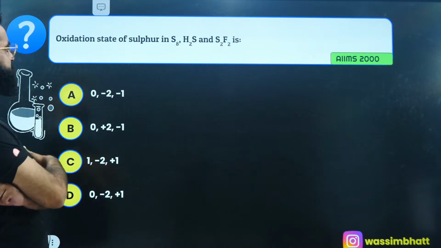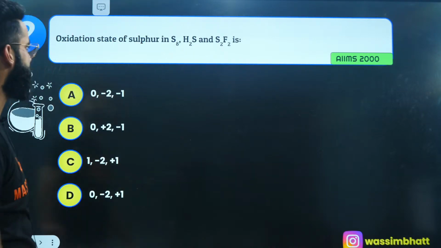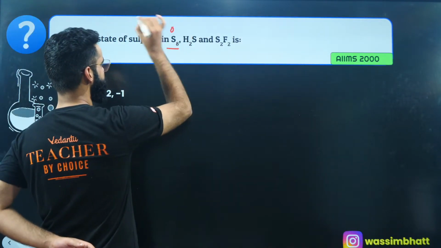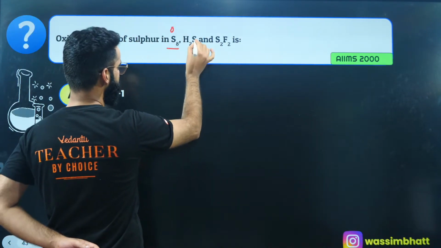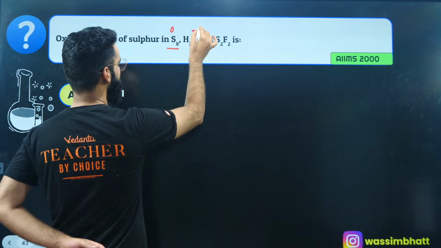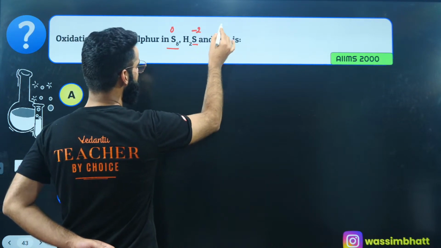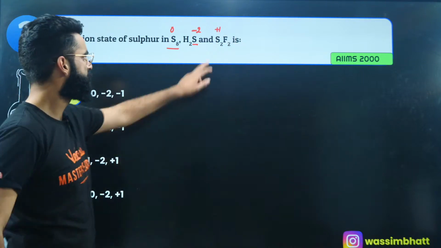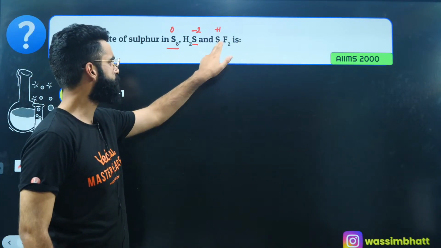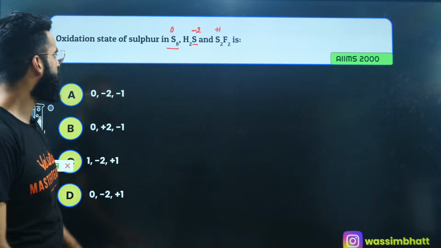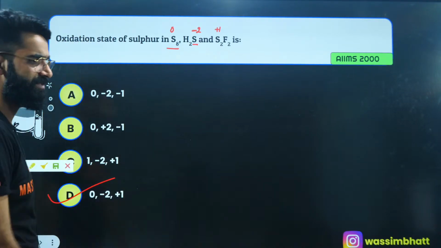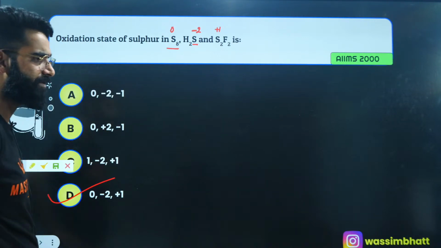Okay, oxidation state of sulfur in S8, H2S and S2F2. In case of S8, the oxidation state of sulfur is going to be 0. What about H2S? Just do the crisscross thing. It's going to be -2, right? What about the oxidation state of sulfur in S2F2? It's going to be +1. As simple as that, you can check: 2x - 2 = 0, so the x value will come out to be +1. So 0, -2 and +1 are the respective oxidation states of sulfur in them, right?